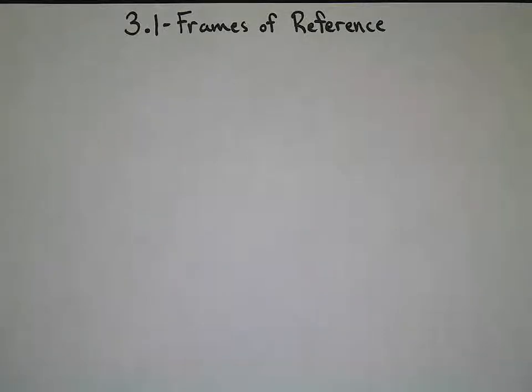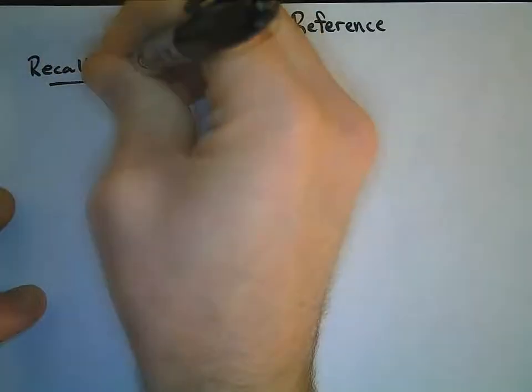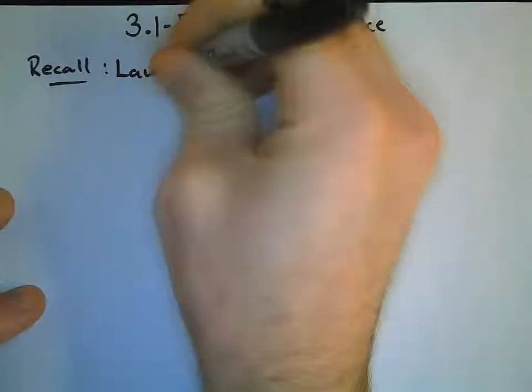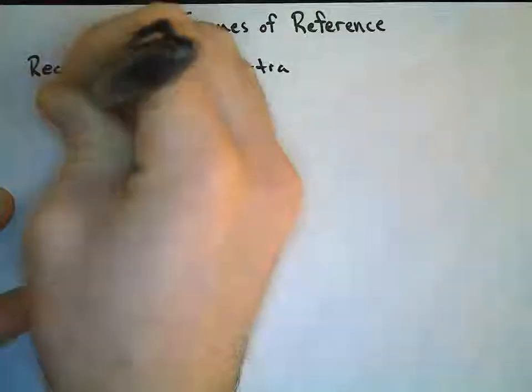This is the beginning of Chapter 3, 3.1 on frames of reference, which is still dealing with Unit 1. In Chapter 3, we're going to be talking a little bit more about circular motion and some of the properties and forces that exist here. But we first must talk a little bit about our frames of reference. And we must recall our law of inertia from Newton. And that is Newton's first law.